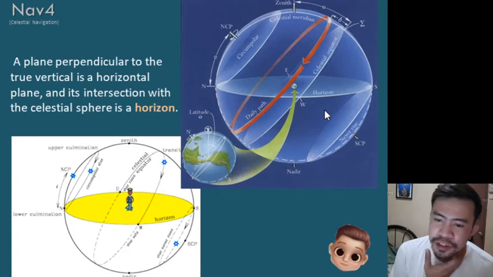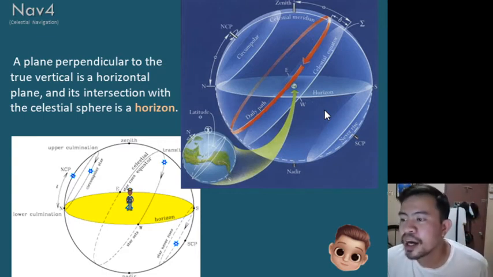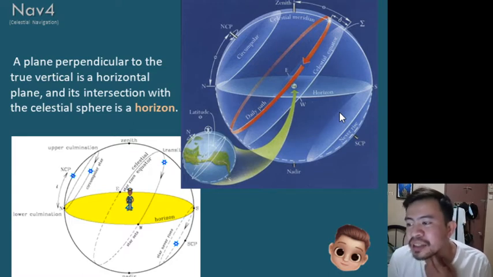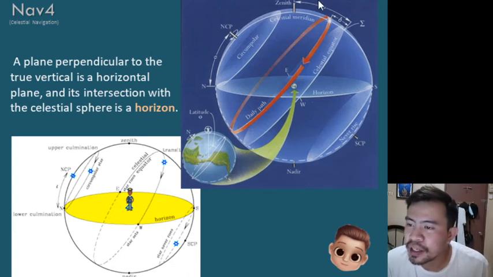Now another definition that we got from the Bowditch is that a plane perpendicular to the true vertical is a horizontal plane, and its intersection with the celestial sphere is a horizon. So we define this circle, wherein it passes through the zenith and nadir, as a vertical circle. We're referring to this horizontal plane, a plane perpendicular to the true vertical.